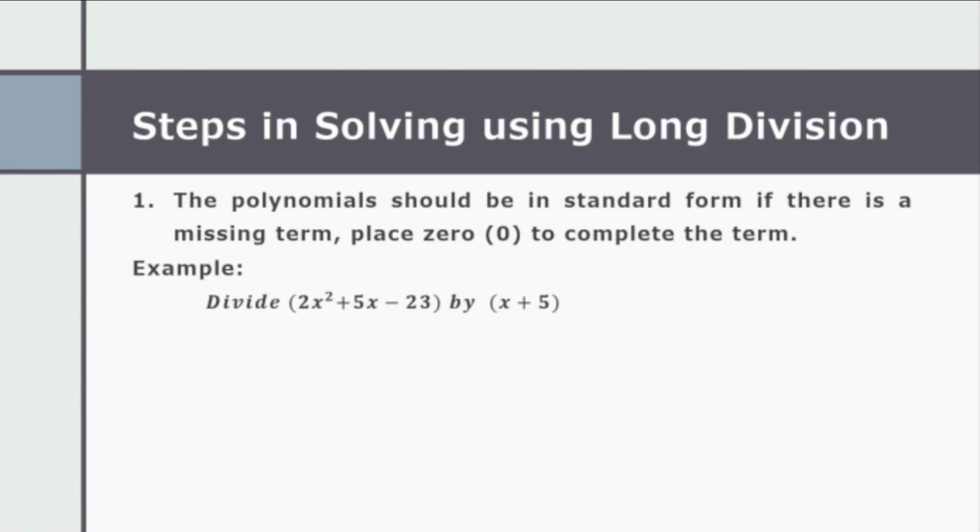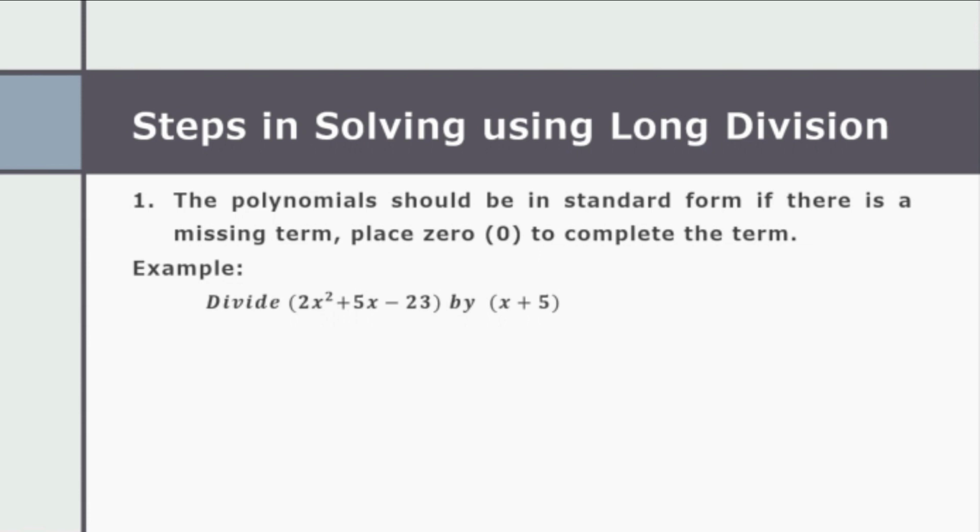Example: divide 2x raised to 2 plus 5x minus 23 by x plus 5. Let us check if the given polynomials are in standard form. The first exponent is 2. Then the second one is 1. Then we don't have any exponent, meaning to say it is in standard form. Also, there are no missing terms in the first polynomial.